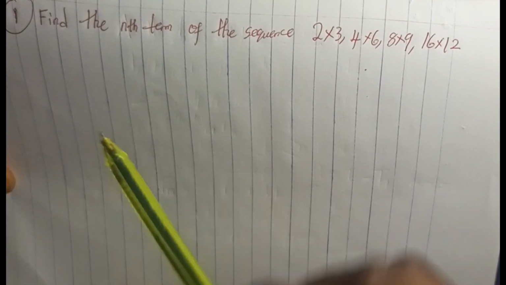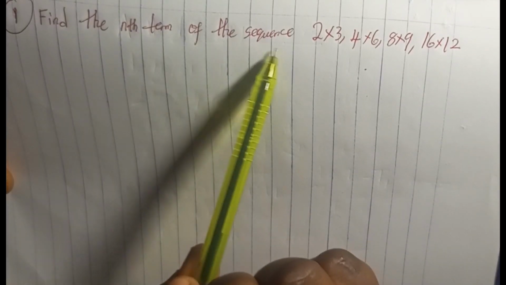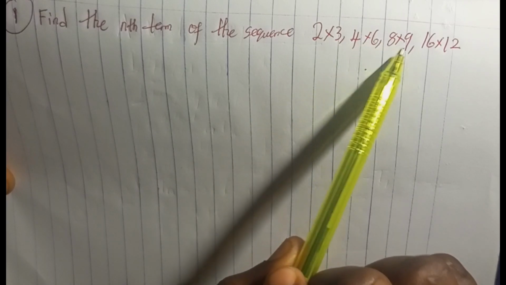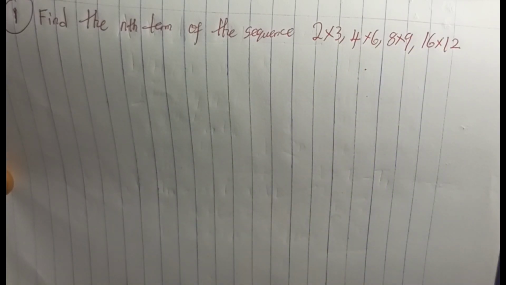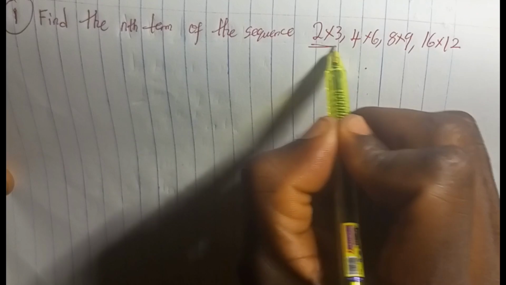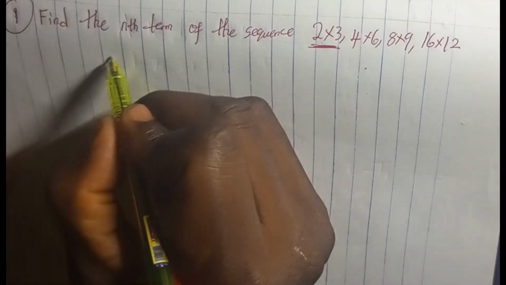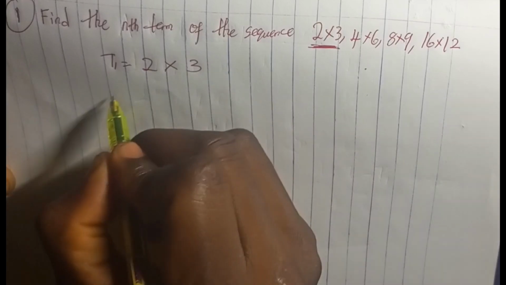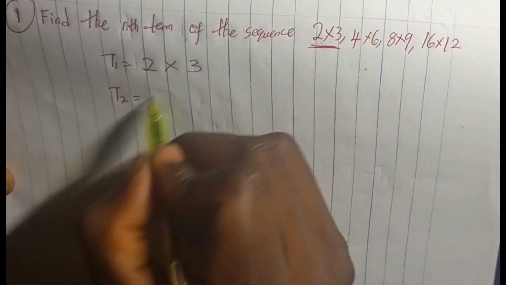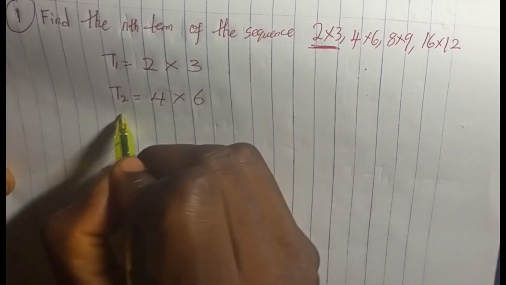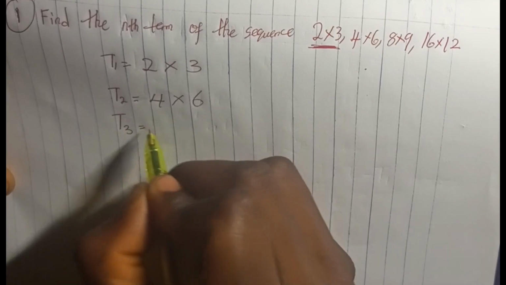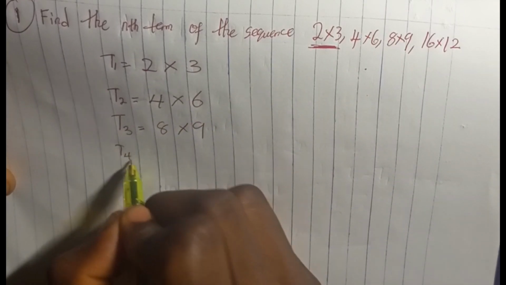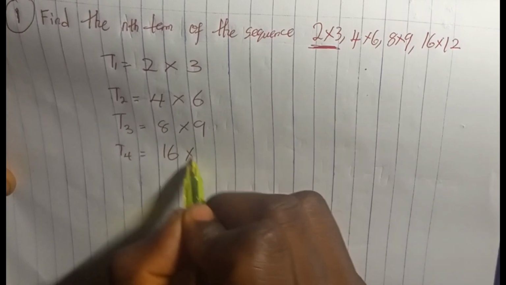So we have this question and it says find the nth term of the sequence 2 times 3, comma 4 times 6, comma 8 times 9, comma 16 times 12. So we know that the first one is the first term, which is known as T1. So we have that T1 is equal to 2 times 3, T2 is equal to 4 times 6, T3 is equal to 8 times 9, and we equally have that T4 is equal to 16 times 12.